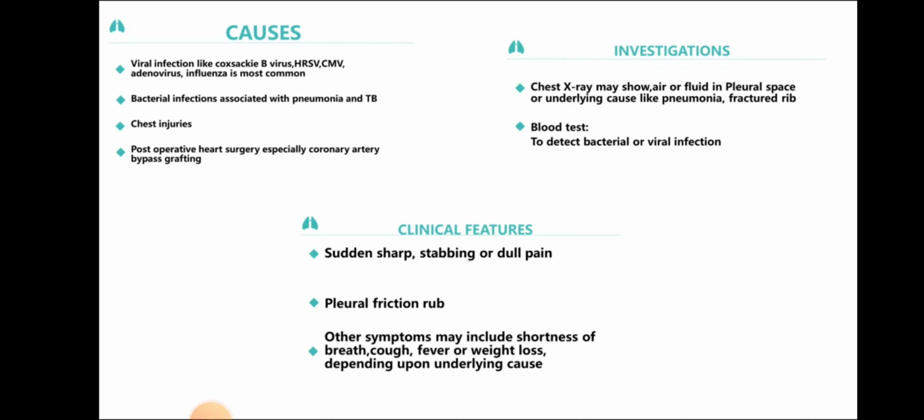And next, about the investigation, chest x-ray and blood test can be done. Chest x-rays may show air or fluid in the pleural space, and the blood test is done to detect bacterial or viral infection, that is, the underlying cause. To detect that, blood tests are being done.